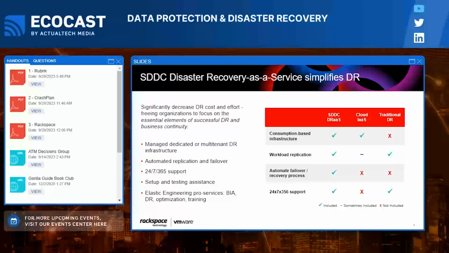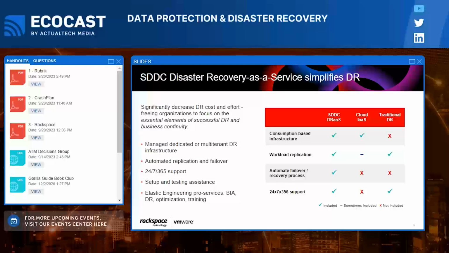Just a few differences between doing this yourself or leveraging a public hyperscale cloud offering. With the public cloud, you are getting consumption-based infrastructure, which we're delivering, but you don't get the automated failover and you don't get the 24/7, 365 support. And typically with traditional DR on-prem, you're definitely not getting the consumption-based infrastructure because you're purchasing all this stuff and you don't have that automated failover and recovery process in place.